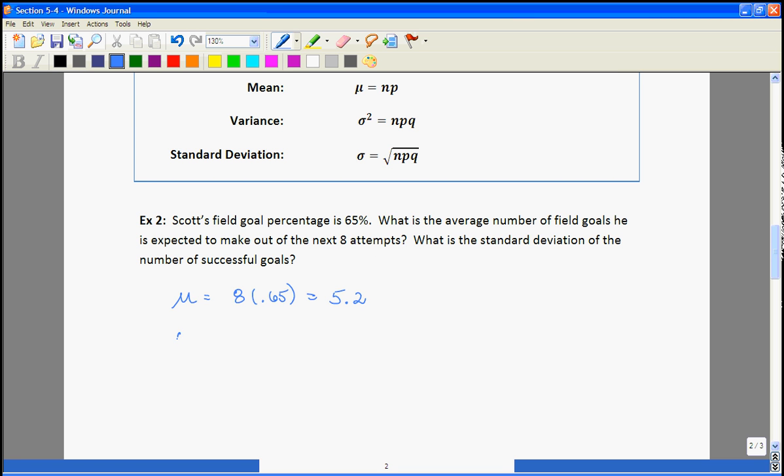The standard deviation. Well, the standard deviation is going to be the square root of n, the number of trials, 8, the probability of success, 0.65, and the probability of failure, 0.35. Let's see what we get with that. You can type that in. Most graphing calculators and a lot of the 2-line scientific calculators, you should be able to type that in exactly as you see it. And I get 1.349. Much easier than doing it the long way.